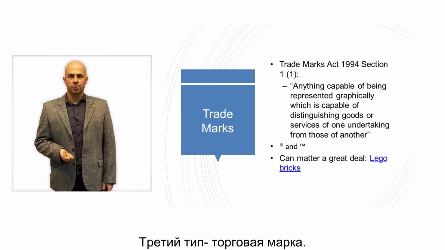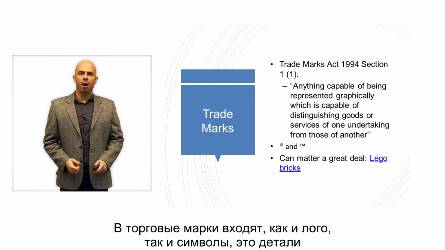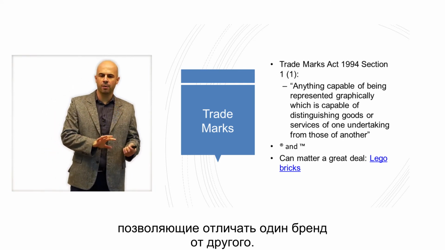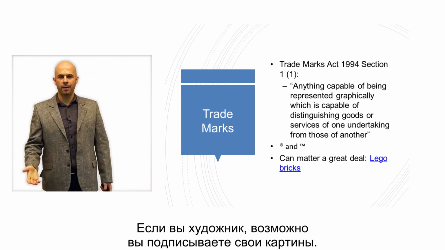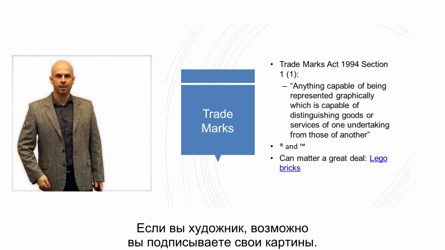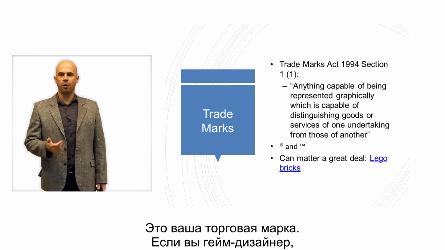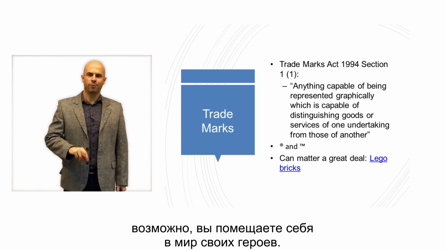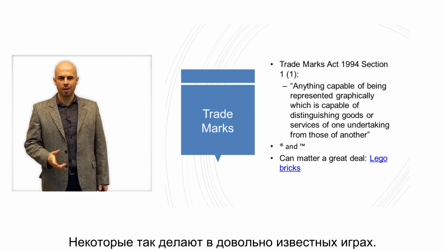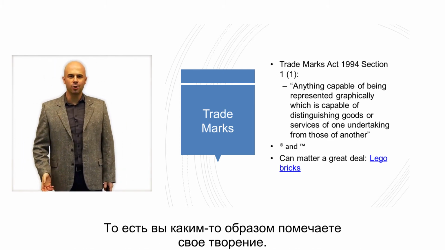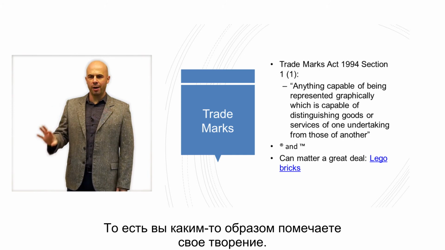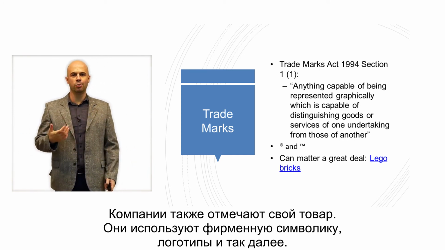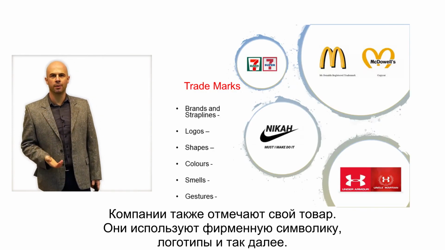The third point is trademarks. Trademarks are about logos, symbols, things that are used to identify a business from another. If you're a painter, maybe you sign your paintings. That is your trademark. If you are a game designer, maybe you put an image of you in the game characters. Some do that in some of the top games. So you mark your creation in some way. Companies also mark themselves. They use branding and logos and so on.